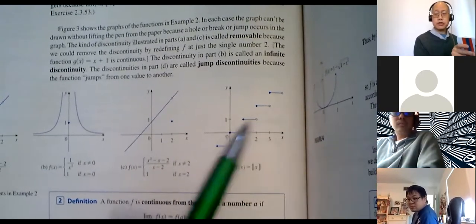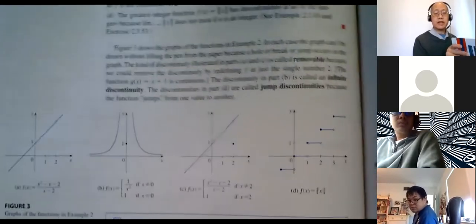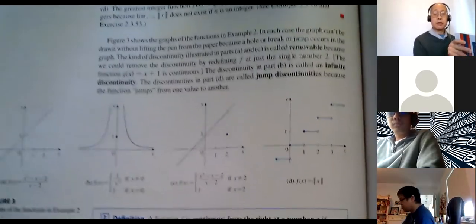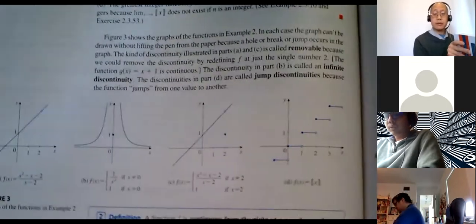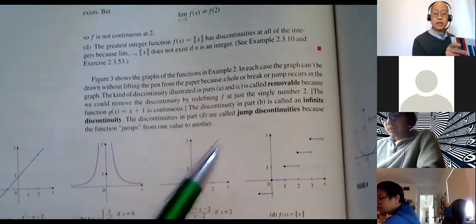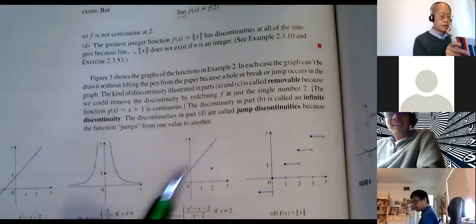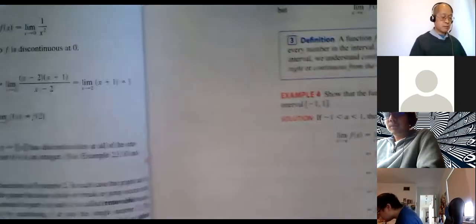Because maybe there's no two-sided limit, or if the two-sided limit exists, it isn't the same as the function value, like over here. For letter C, the two-sided limit does exist. When I approach from the left or from the right, the limit exists, but it isn't the same as the function value, which tells you that you have to jump down to get to that point over there.